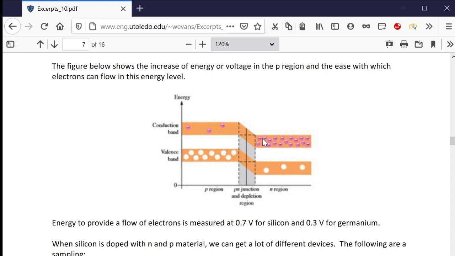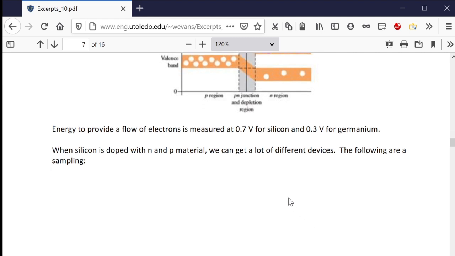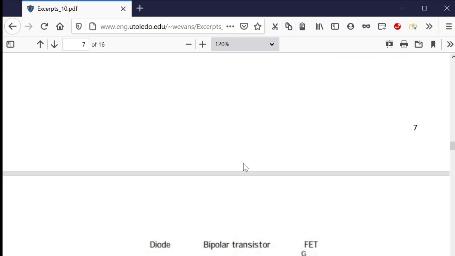It's climbing from here to here. The electrons are measured as, for silicon, this is 0.7 volt, and for germanium, 0.3 volts. While silicon is doped with N and P, we can get a lot of different devices. The following are a sampling.